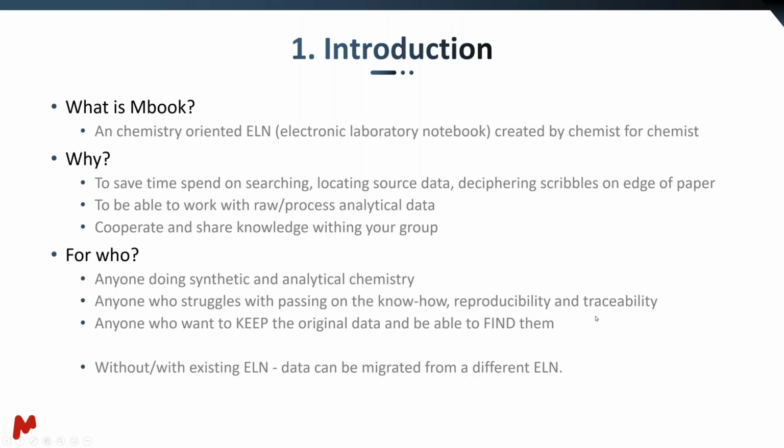Another one is reproducibility and traceability of who did what and when, or how many experiments were tried to do some modification of the structure. And the third is for anyone who wants to keep the original data. That's a rather easy one. Keeping the raw data readable, that's what MNOVA does, but also to be able to find them, which is what Mbook does. So you can always search the data by the identifiers, by the user, by the date acquired.